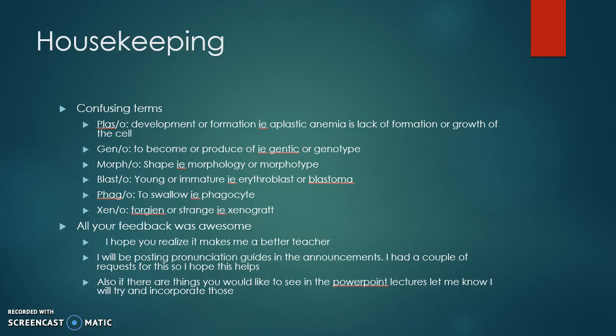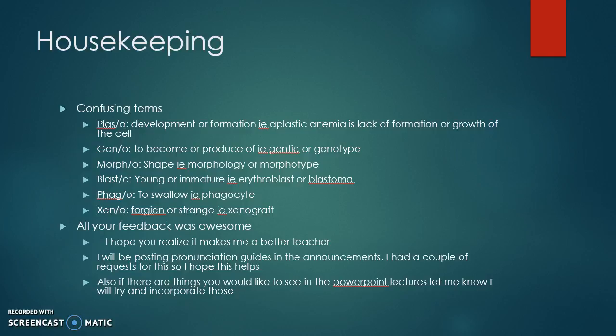A few housekeeping items. I noticed from the last quiz that the scores were very good, much better. The matching part was much better. I think that's really what helped, so I appreciated everybody's feedback and participation in the discussion board on that. There were a few terms that seemed to throw the majority of people off. These are the terms here: plazo, geno, morpho, blasto, phago, and xeno.